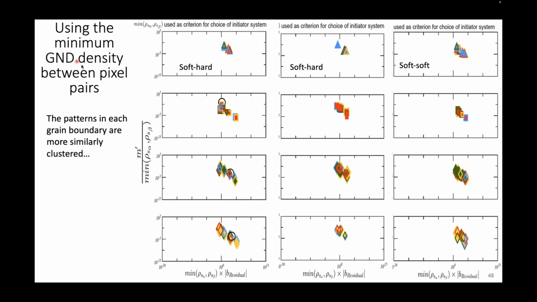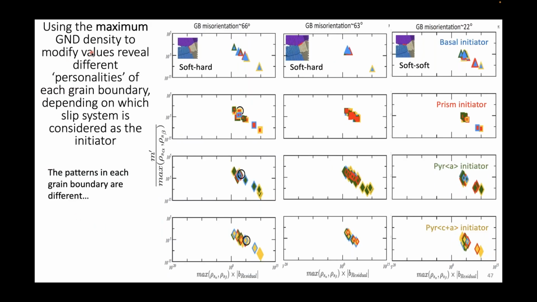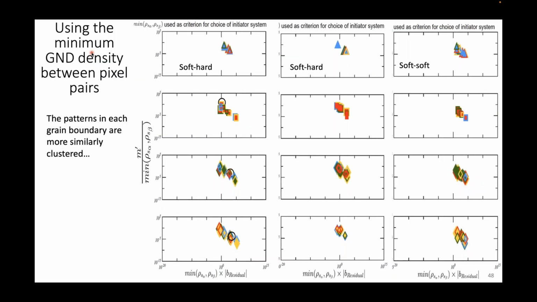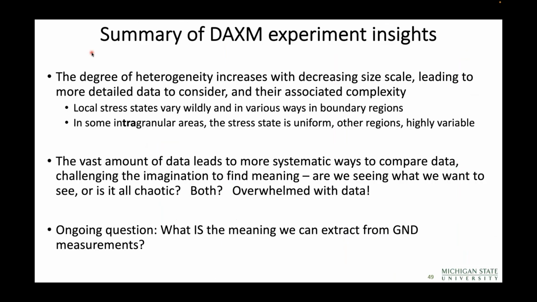And this is the same thing using the minimum GND density. This is the maximum GND density of what's on either side of the boundary. So we're just beginning to figure out how to think about this. So since I don't have any real strong answers yet, the main message is simply that this is complicated.